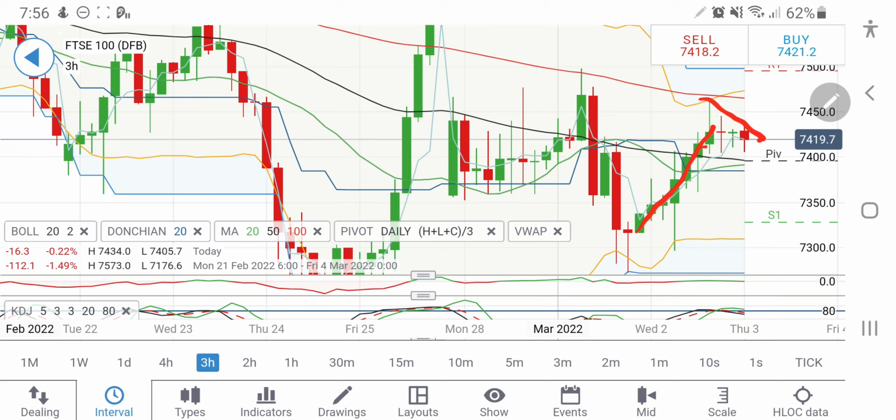On the 3-hour chart, see, it has to drop because this is the rally, but it is trying to give you a pole and flag formation. And yes, if it drops below 7390 and 7380 zone, definitely the next target is 7350, and this time the break could be sharp enough. So don't take a position between 7380 to 7450.